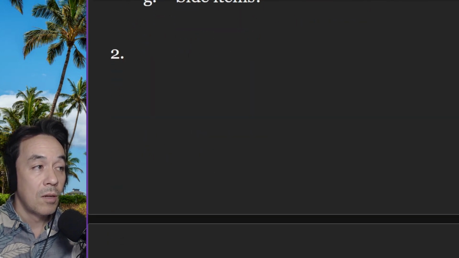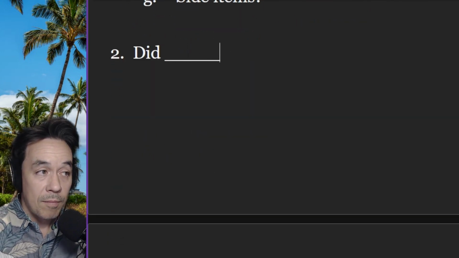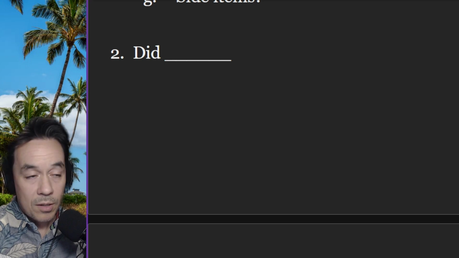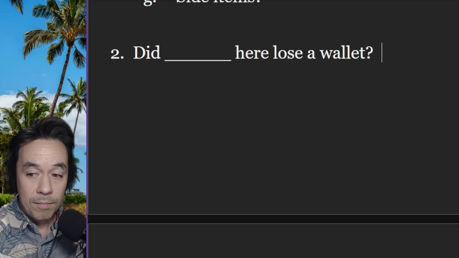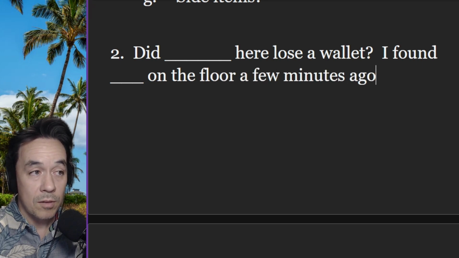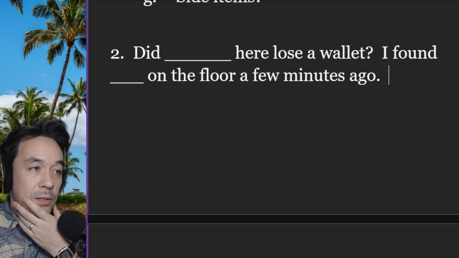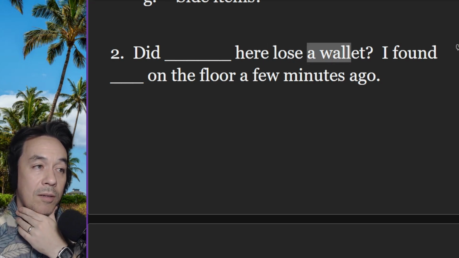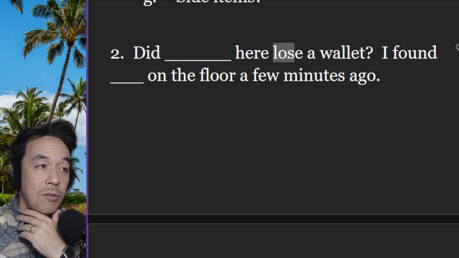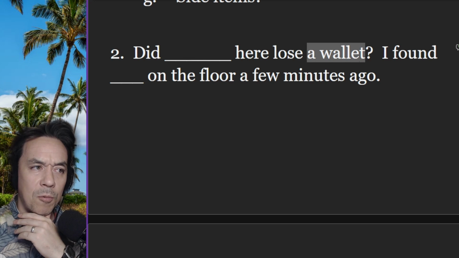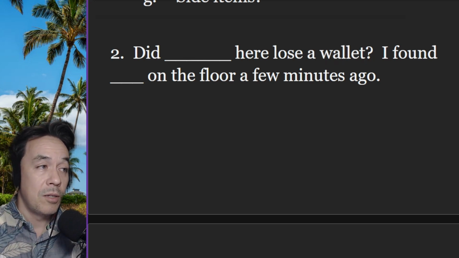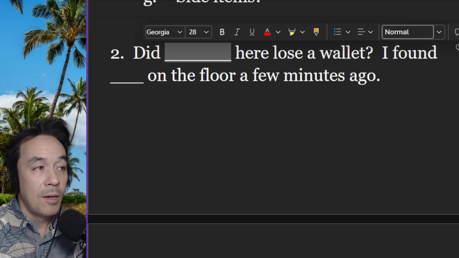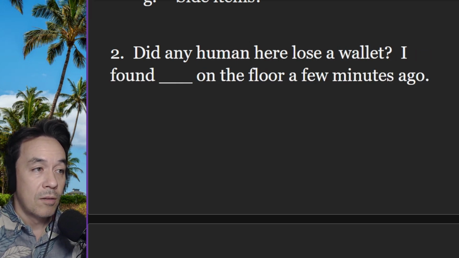Number 2. "Did blah blah here lose a wallet? I found blah blah on the floor a few minutes ago." Okay, so here you could see, from the verb "lose," and the object is a wallet, a human loses, and a human has a wallet. A human loses a wallet, so we know here that it's going to be some kind of human. Did any human here lose a wallet?